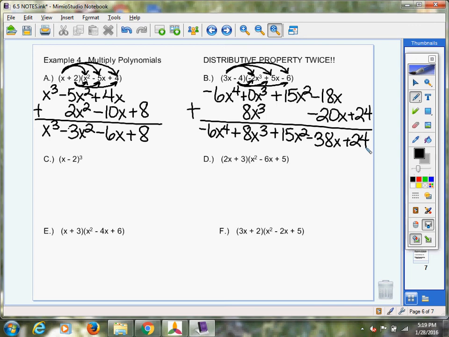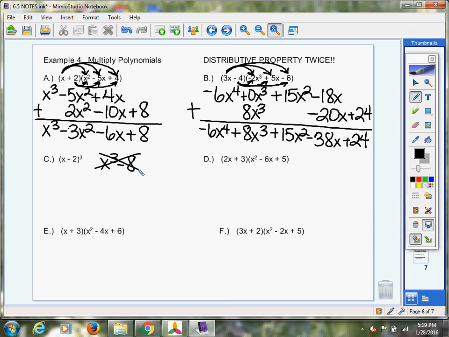Okay, let's look at letter C. A lot of students make this mistake. They'll go, oh, that's x cubed minus 8. And no, you are so wrong. It's not even funny. You've got the first term, you've got the last term. You've just totally missed out on everything else in the middle.